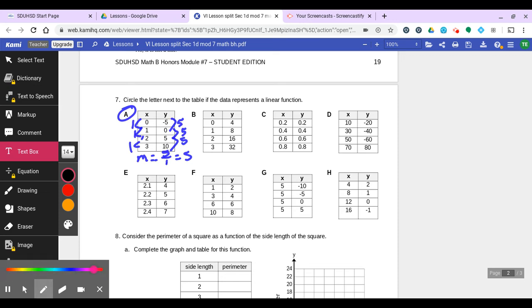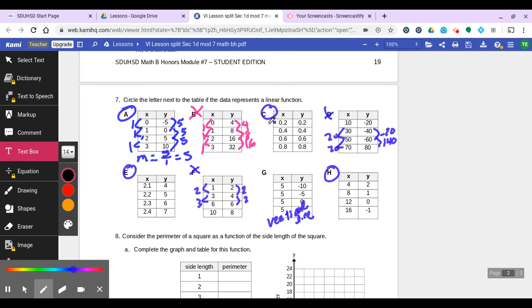On the next one, the left side is going up by 1, so that's fine. The right side goes up by 4, and then by 8, and then by 16. That is not a first common difference. So that one is not going to work. So I want you to go through the rest of the charts and check which ones are linear and which ones are not. Then play the video.